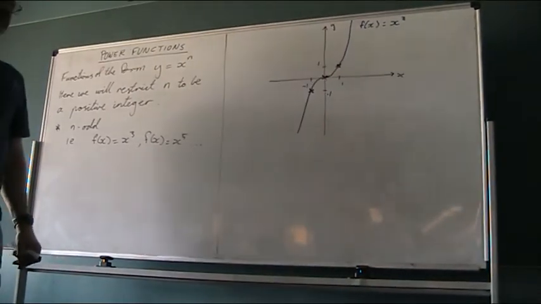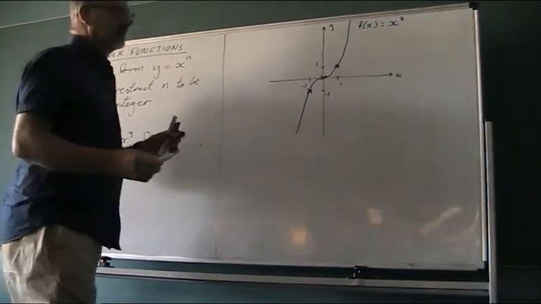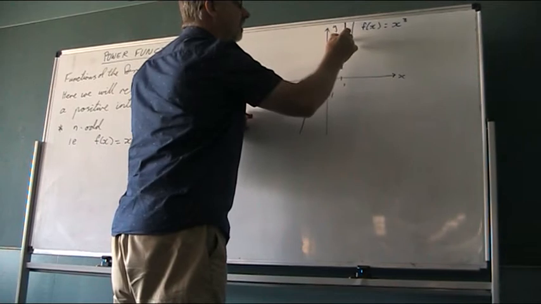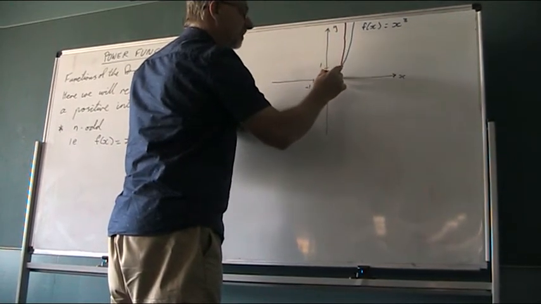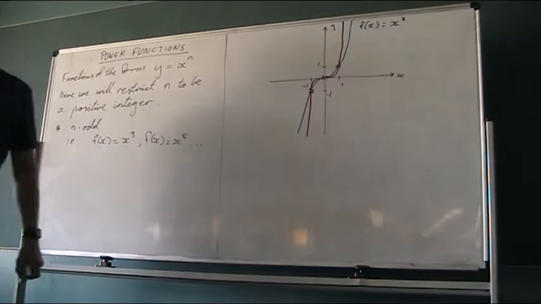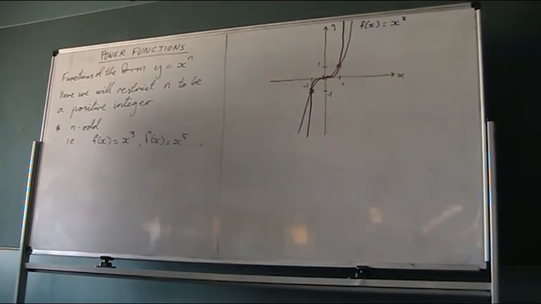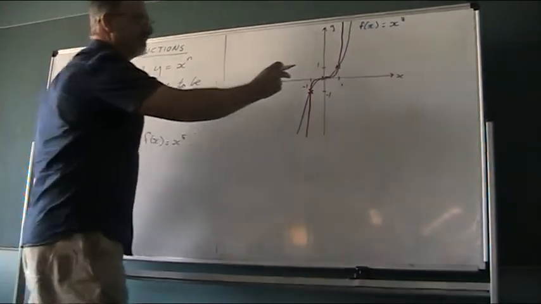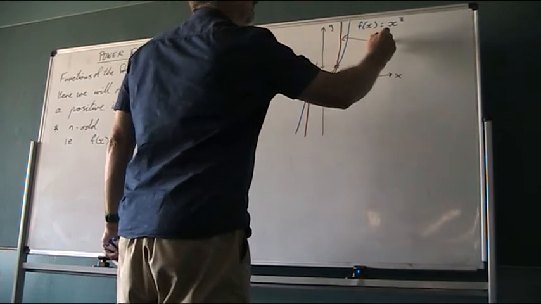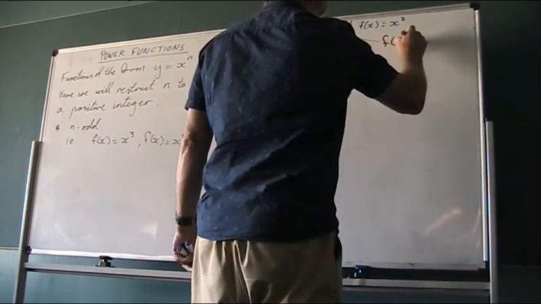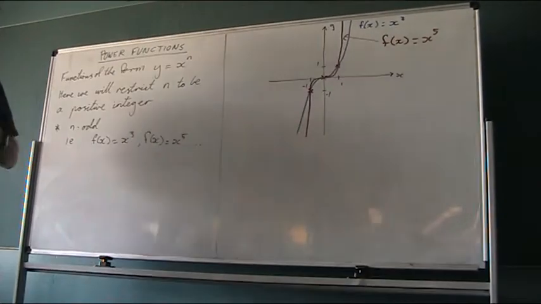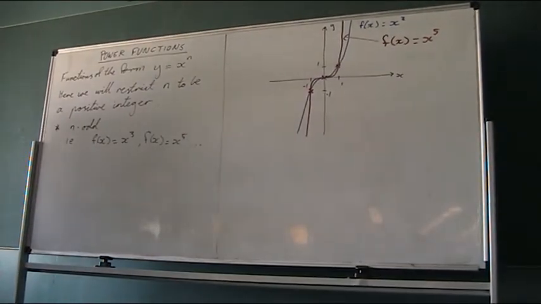Alright, so it's the same basic shape, but x to the 5 would be a bit like this. So it gets a little bit steeper in there, a little bit flatter with the point of inflection. And then a bit steeper after that.